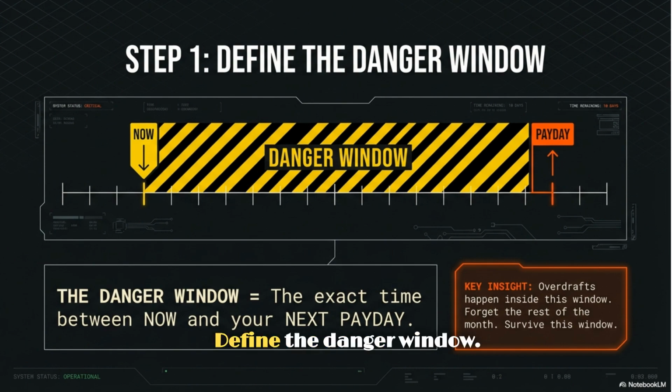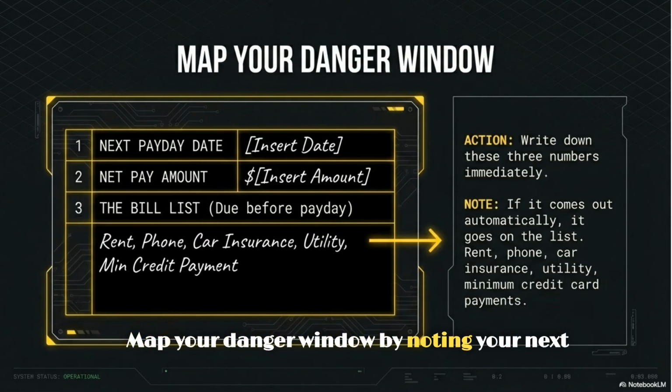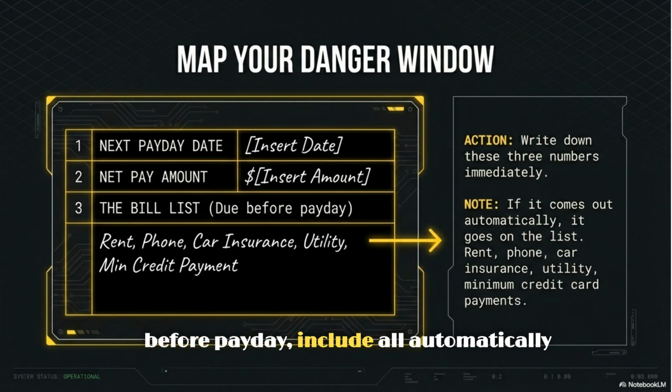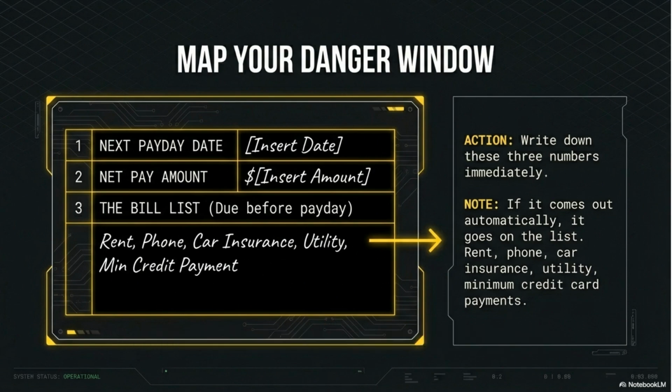Step 1. Define the danger window. This is the exact time between now and your next payday. Overdrafts happen inside this window. Survive this period to protect your funds. Map your danger window by noting your next payday, net pay amount, and the bill list due before payday. Include all automatically deducted payments, like rent and utilities.